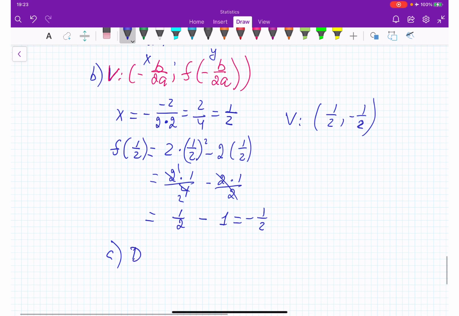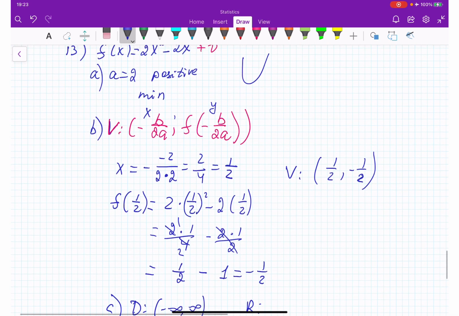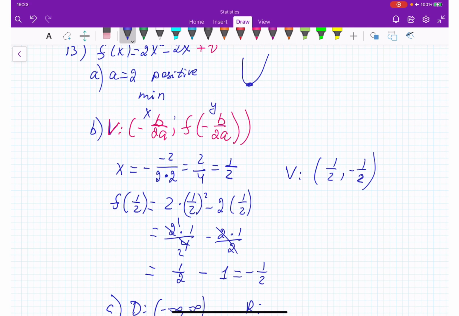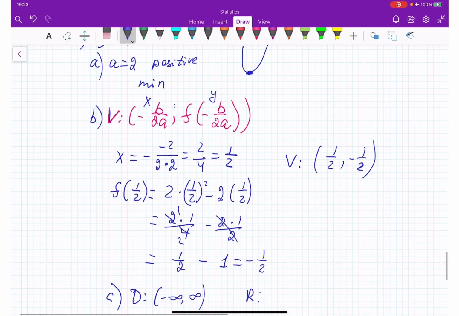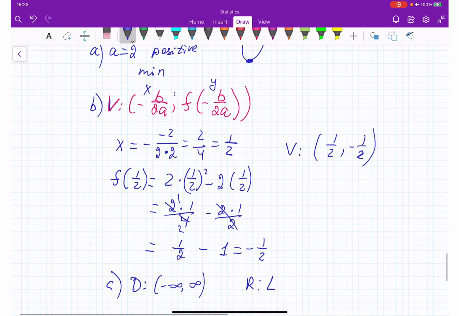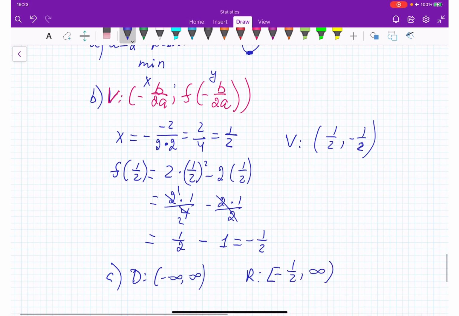And lastly, c, domain is going to be again negative infinity, positive infinity, but range, guess what? Since it's going higher, it will start with negative 1/2 and it will go up to infinity.